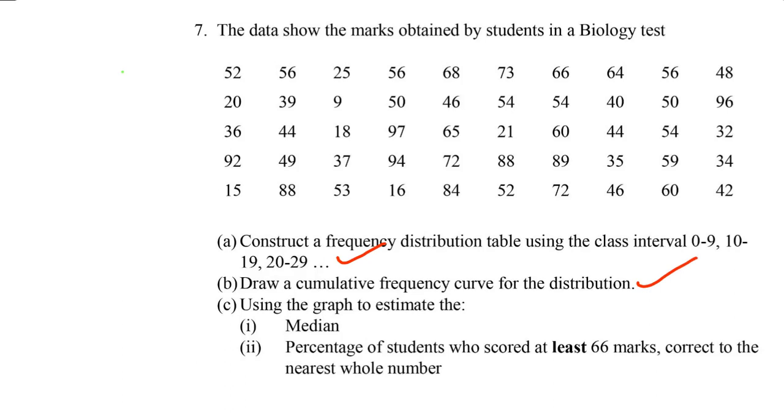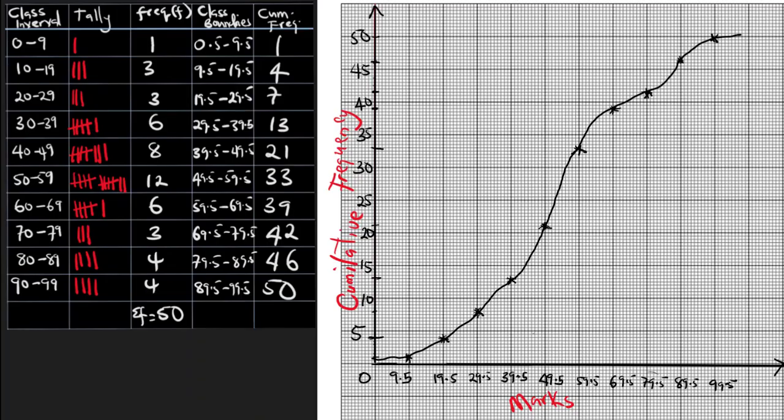It says using the graph to estimate the median. So what is median? Of course, median is usually known as the middle number. So how can you get the median? The simplest thing to do is to check your cumulative frequency or the total frequency. The total frequency is 50. So you're going to say median is equal to 50 divided by 2. You're going to have 25. So that doesn't mean 25 is your answer.